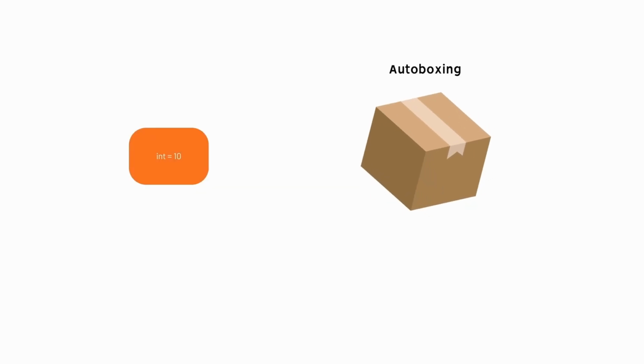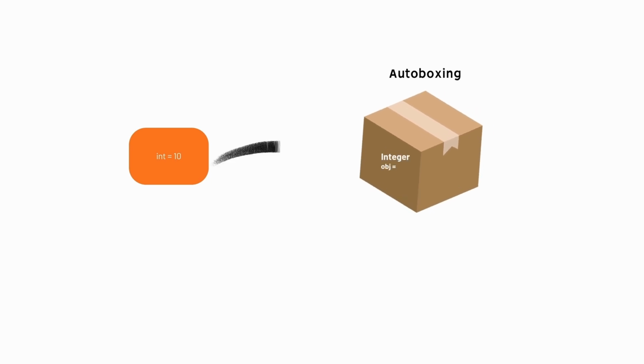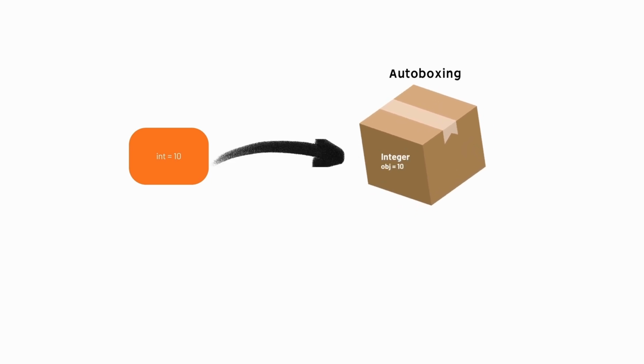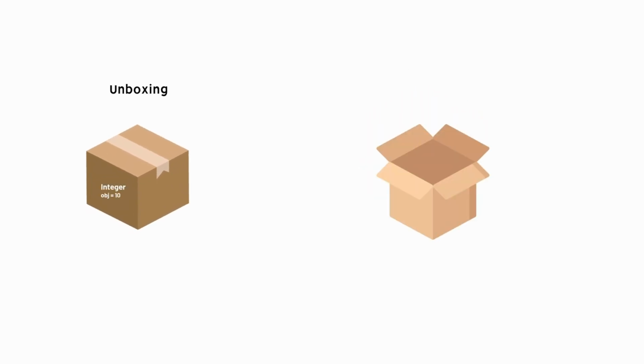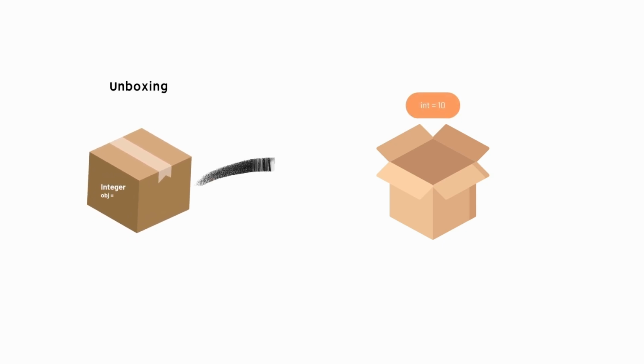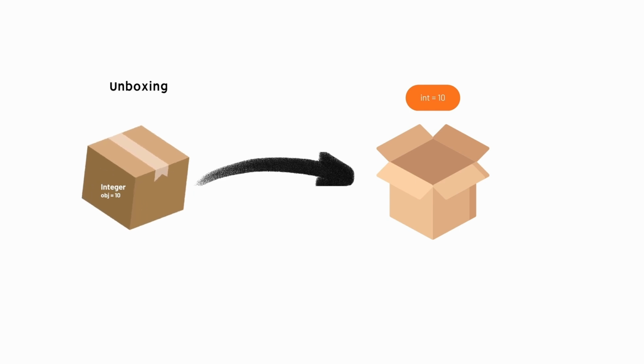Let's talk about autoboxing. Autoboxing is converting a primitive type to an integer wrapper object type. This is autoboxing. Unboxing is converting a wrapper type to a primitive type, unlike autoboxing. It is basically unpacking a wrapper object to a primitive type. They can be for integer, long, double, decimal, or similar types.